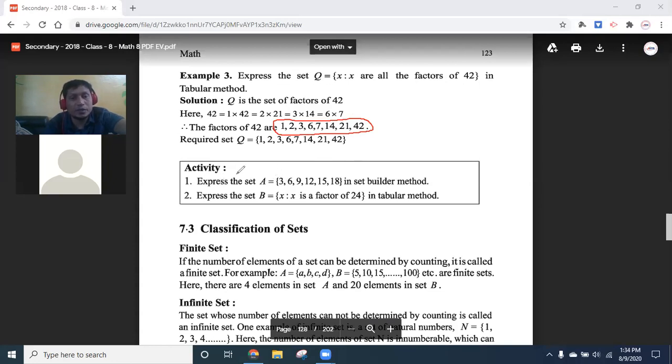You have to solve activity 1. Activity 1, please, hurry up. A equals {3, 6, 9, 12, 15, 18}. Please express it in set builder method. I want to see it from you. Hurry up. Who is present here? Please solve the activity.